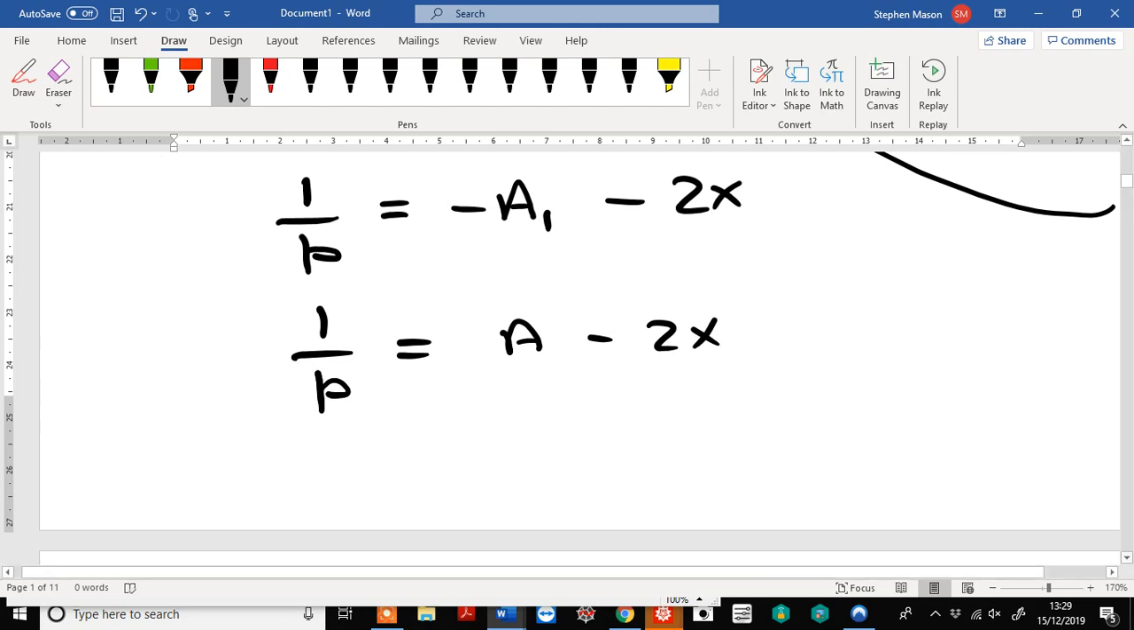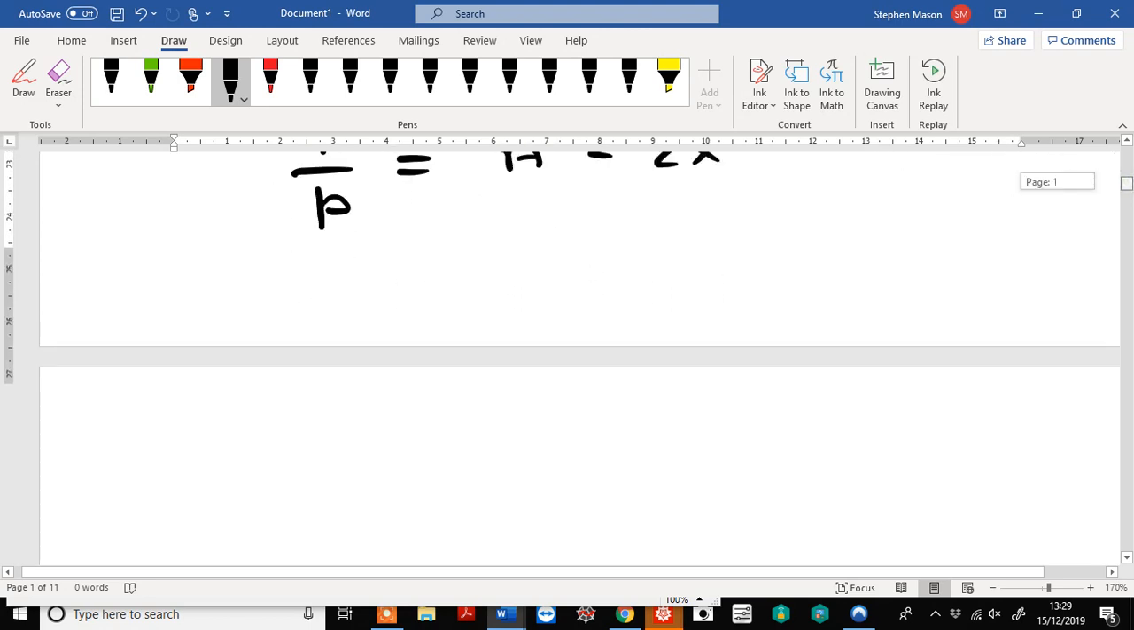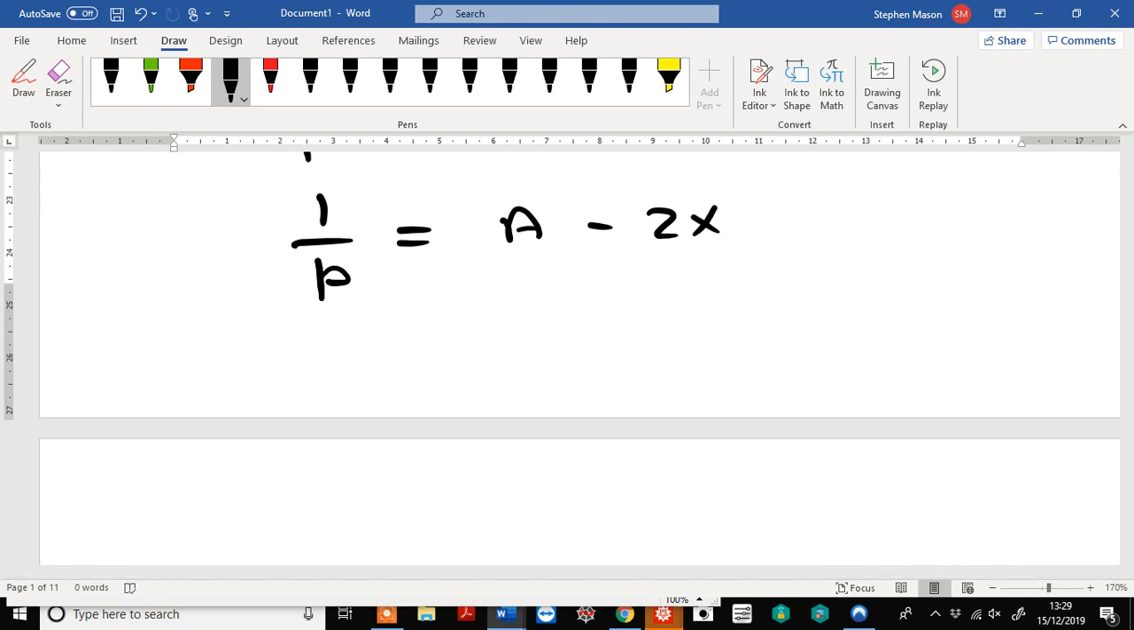And you should be able to see that, if I just move that a bit up there. Right, so if we take the inverse of both sides, or in other words, if we cross multiply by p and divide both sides by a minus 2x, we get p equals 1 over a minus 2x.